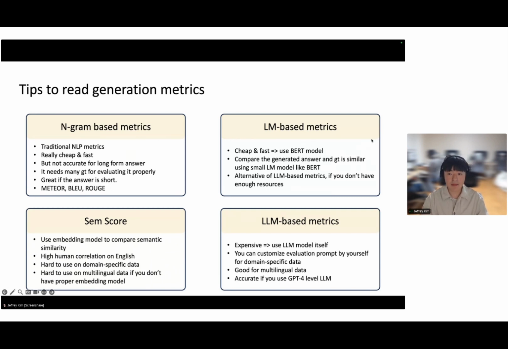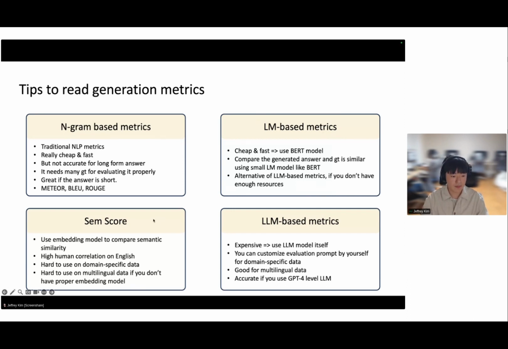Next thing is LM-based metrics. LM-based metrics are cheap and fast. They use a BERT model and compare the generated answer and the ground truth answer by semantic similarity. And this can be the alternative to LLM-based metrics. If you don't have enough resources to run a local LLM or use an expensive API, LM-based metrics can be the alternative.